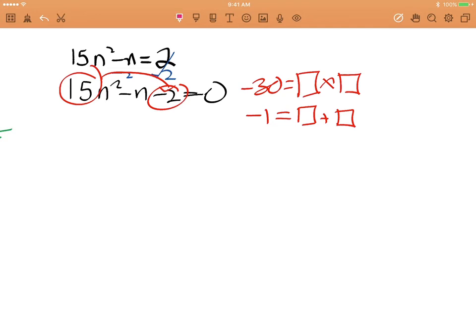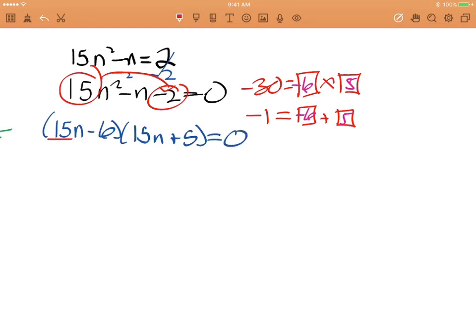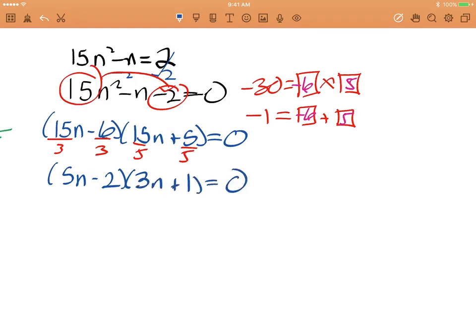So negative 6 and 5. Negative 6 plus 5. So I get 15n minus 6, and then 15n plus 5 equals 0. Don't forget to divide on this one. What divides into each of these? 3 does. What divides into each of these? 5 does. And then I get here 5n minus 2, and then 3n plus 1 equals 0.